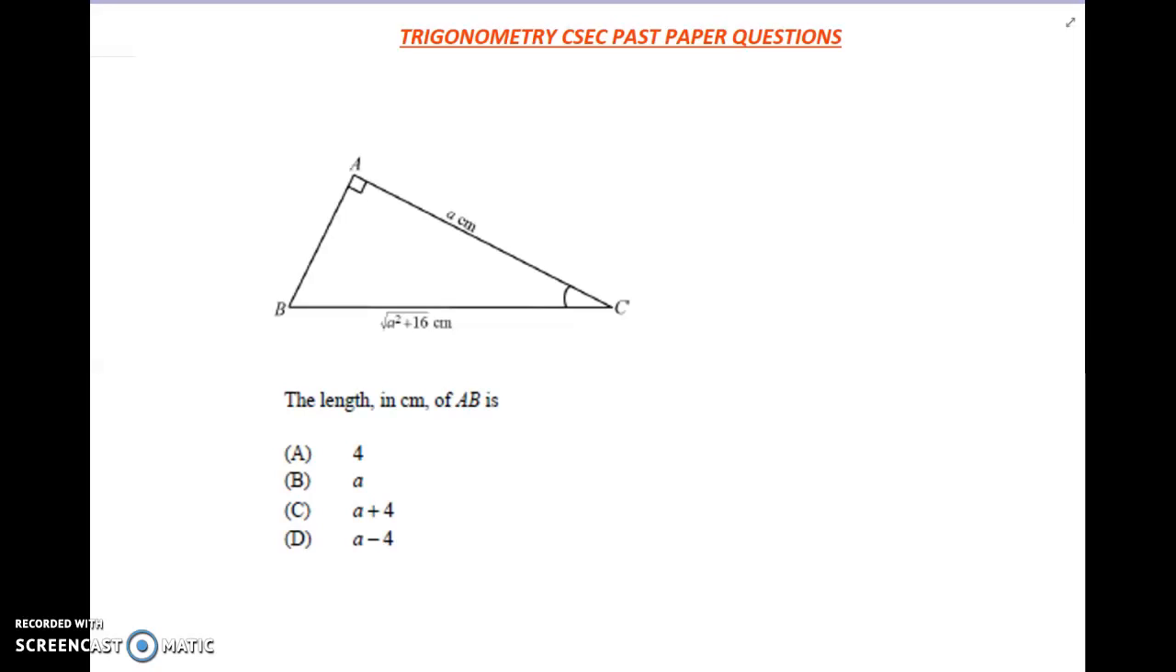We have a triangle ABC and side AC is labeled as a centimeters. Side BC is labeled as the square root of a squared plus 16, and we want to find the length of AB. Now, if you looked at the previous videos, something that was mentioned over and over is that when we have two sides in a right angle triangle and we want to find the third missing side, we use Pythagoras' theorem. So first, let's label our diagram.